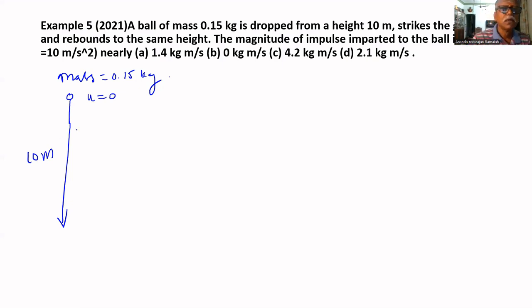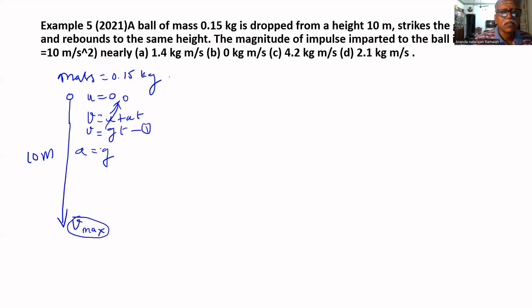Here, what is the initial velocity? U equal to 0. Here, the final velocity will be maximum because of acceleration due to gravity, a equal to g. We can find this velocity. If u equal to 0, we know that v equal to u plus at. That u is 0, that's why v equal to g into t. So the velocity will be maximum.